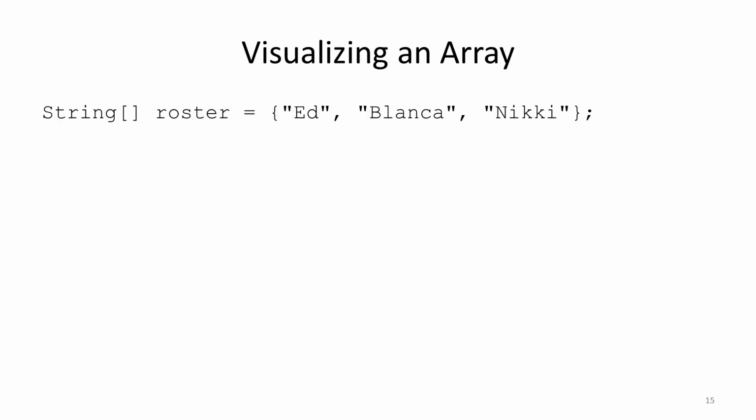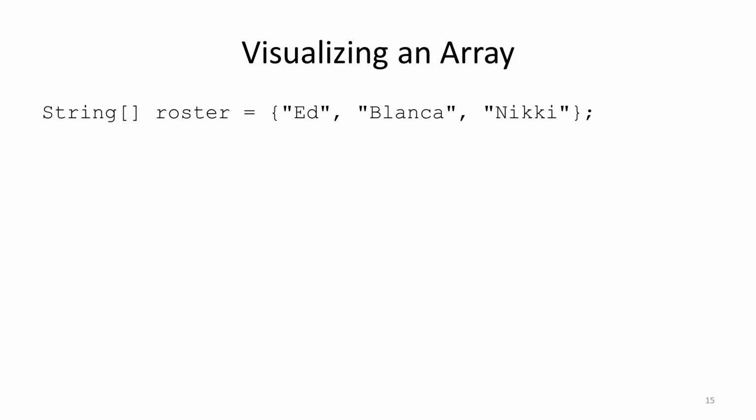So let's say we create a string array using approach number 2, meaning we know the values we want to store in the array. So it'll look like this: String[] roster = {, and then in curly brackets, comma separated, each value we want to store in the array. So that's "Ed", comma "Blanca", comma "Nikki". So there will be 3 string values stored in this array named roster.